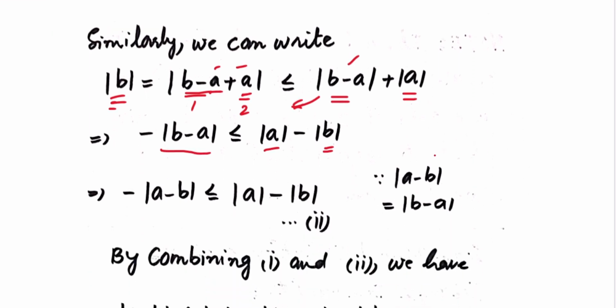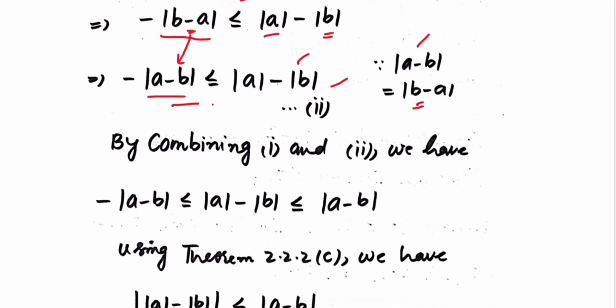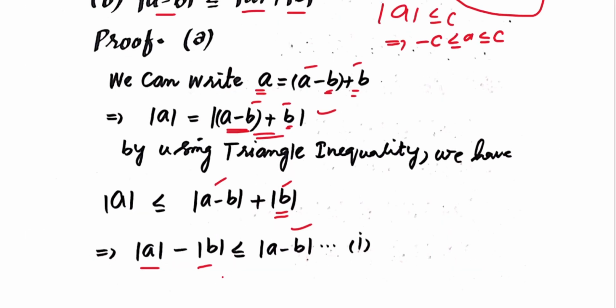As you know, the absolute value of A minus B and B minus A are both equal. So replacing B minus A with A minus B, this becomes -|A - B| is less than or equal to |A| - |B|. Say this is my inequality number 2. Combining 1 and 2: in 2 we have this part, and in 1 we have |A| - |B| less than or equal to |A - B|. This is my inequality number 1.